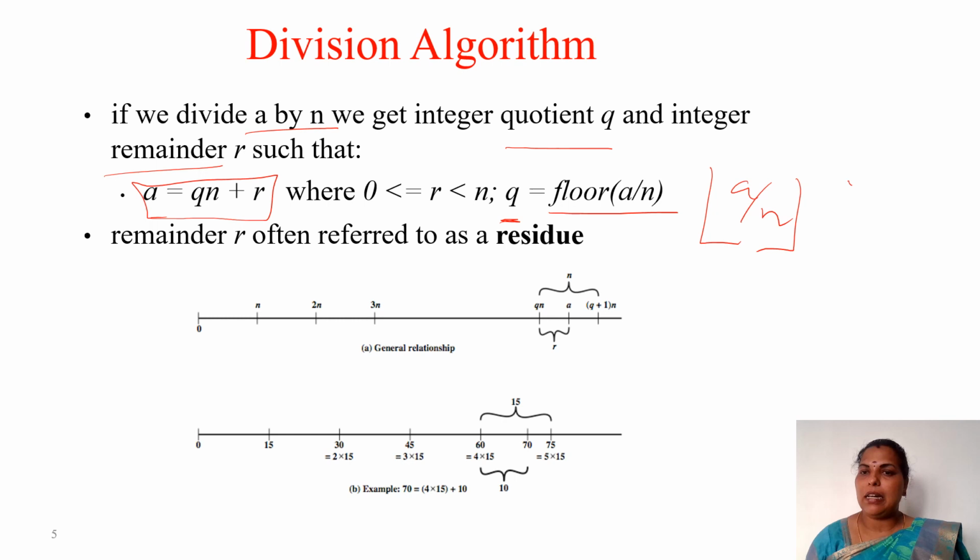Say, for example, 5 divided by 2. Floor of 5 divided by 2 is 2 only.